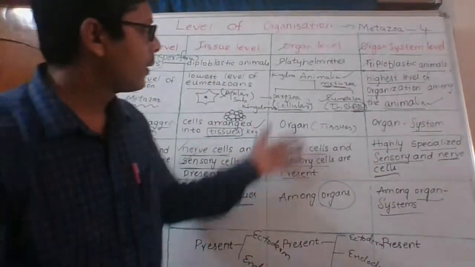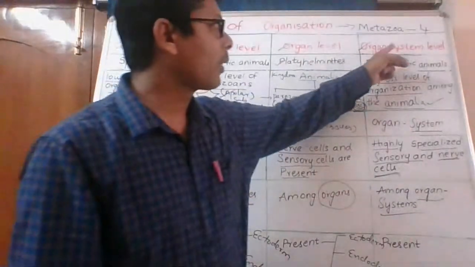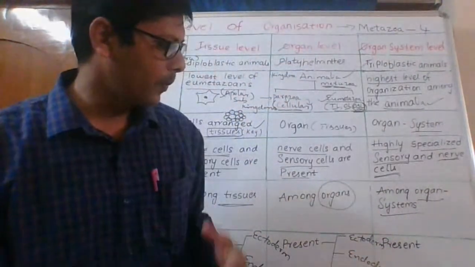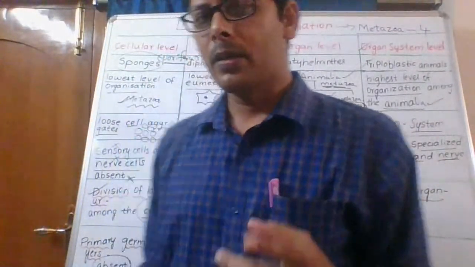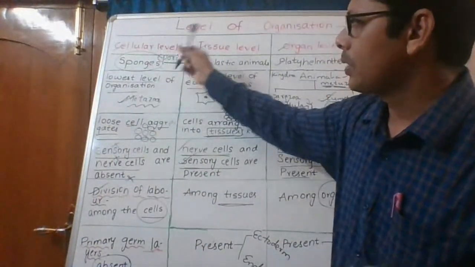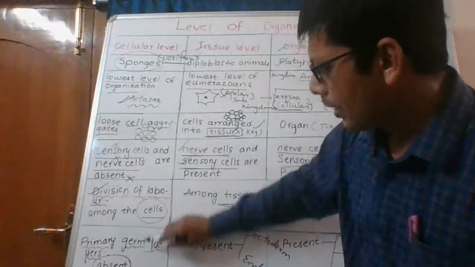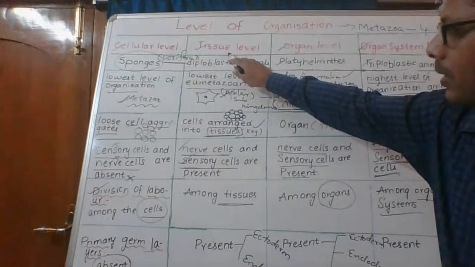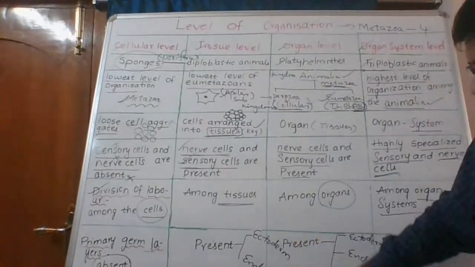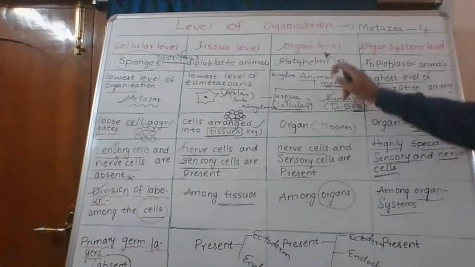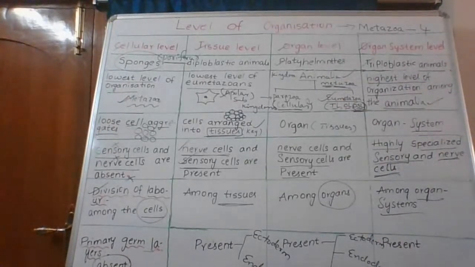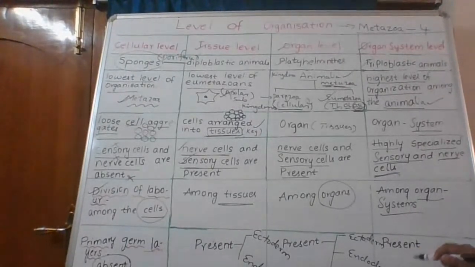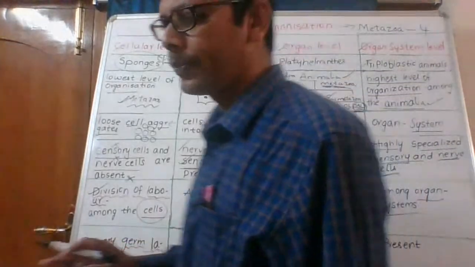Here the germ layers are present. In the organ system level of organization, these organisms also have germ layers: ectoderm, endoderm, and mesoderm. The only level of organization where primary germ layers are absent is the cellular level, that is Porifera. In the tissue level organisms, they have ectoderm and endoderm. In the organ and organ system levels, there are ectoderm, endoderm, and mesoderm. Those are the primary germ layers.